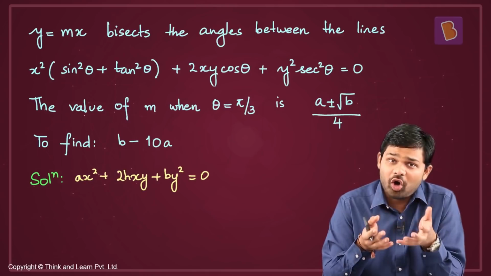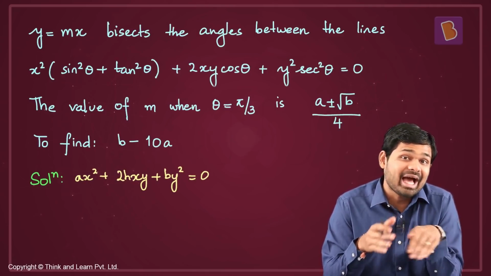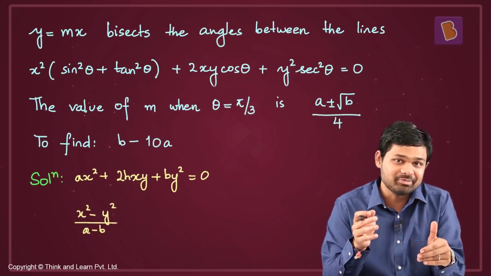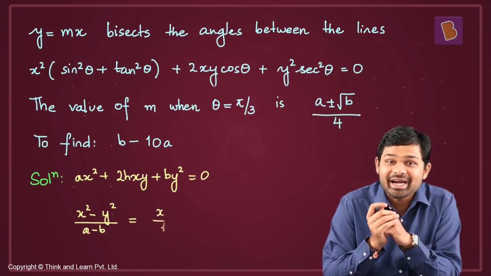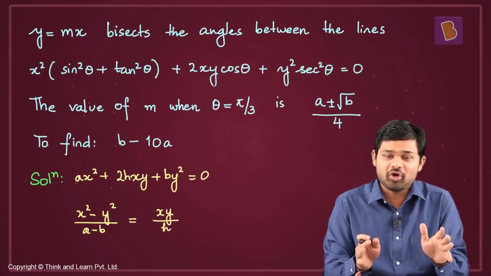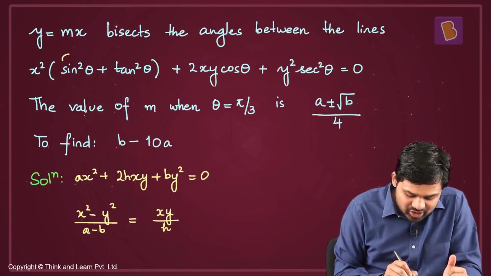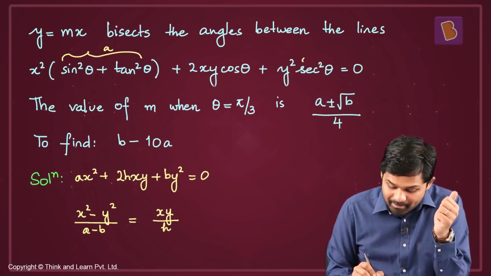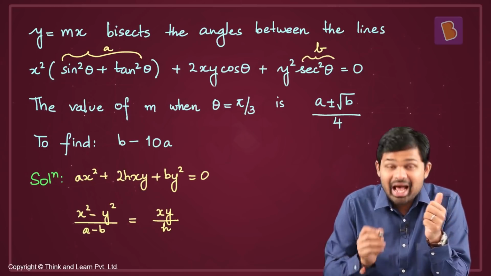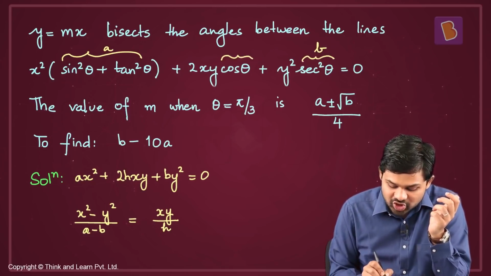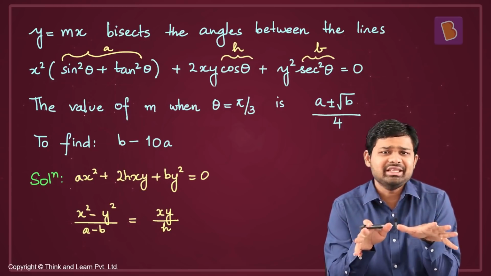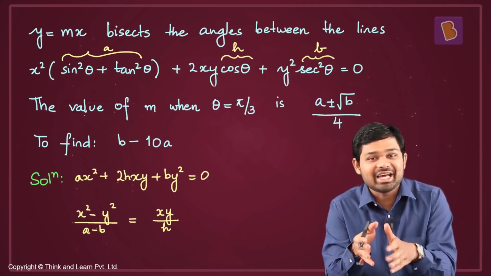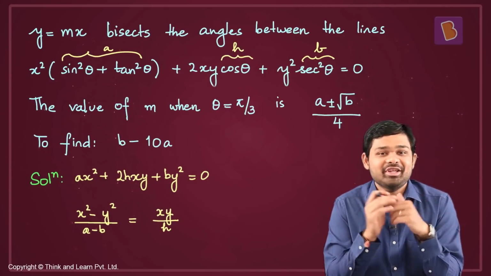the equation of the pair of straight lines which bisects the angle between these two lines is nothing but x square minus y square divided by a minus b, which is equal to xy divided by h. So I'm just going to make use of this formula. In our case, the a is going to be this whole expression here, which is sine square theta plus tan square theta. B is going to be secant square theta, and my h is going to be just cos theta. Right? So I just plug in these values and I get the equation for the pair of straight lines which are the bisectors of the given pair of straight lines.